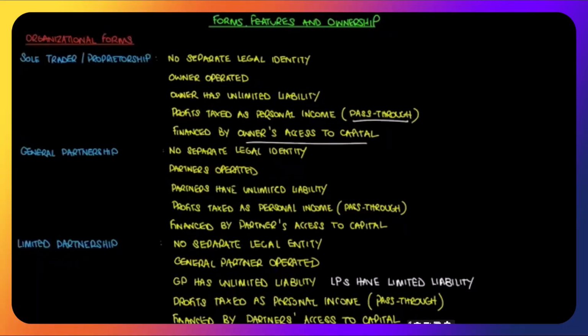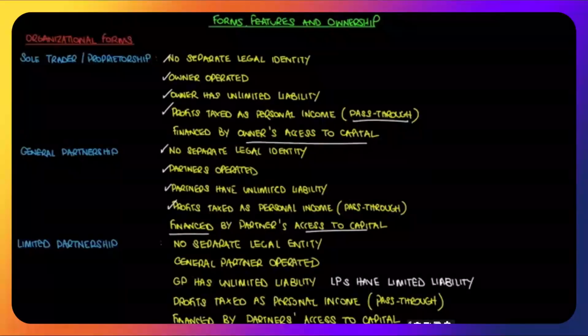A general partnership is really a sole trader with more than one person. It doesn't have to be just 2, it can be more than 2. But again, look at this: no separate legal entity. Owner operated, this time by partners rather than an individual. Unlimited liability. Profits taxed on a pass-through basis. No corporate tax, no separate tax to calculate. And it is limited in terms of its growth because it's financed by the partners' access to capital. So think of a sole trader coming together with another sole trader, and you've got a partnership.